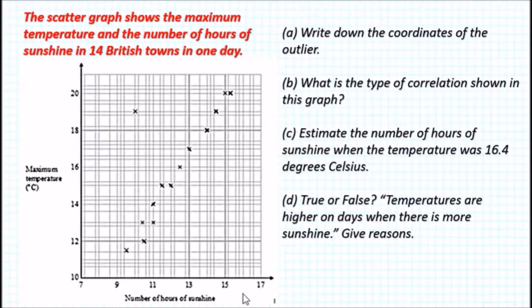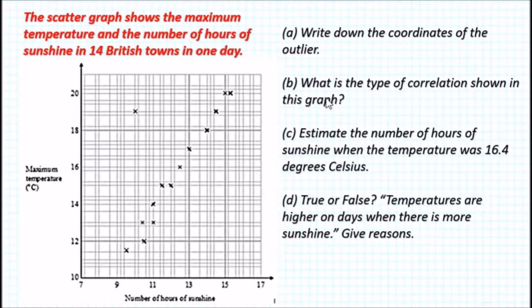So the numbers between 7 and 17 represent the number of hours of sunshine in each town, whereas the numbers from 10 to 20 on the y-axis represent the maximum temperature in degrees Celsius. For example, looking at this town here, this X here, you can see when there are 13 hours of sunshine, the temperature is 17 degrees, or has a maximum temperature of 17 degrees Celsius. So yeah, that's how I explain it.